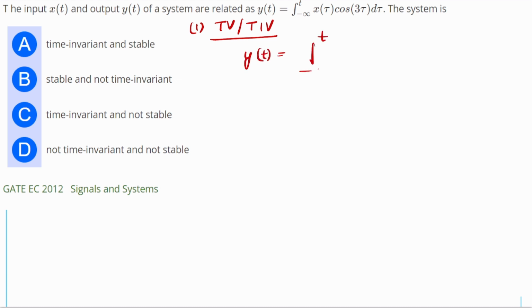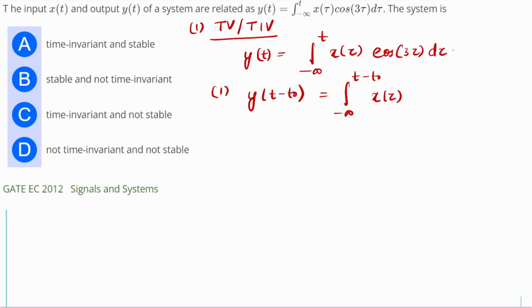y(t) equals the integral of x(tau) cos 3 tau d tau. So I will give you a very easy way in order to check whether the system is time variant or invariant. First, shift the output and write whatever equation you have. Then shift the input and write whatever equation you have. And then check whether they are the same or not. So first we have to shift the output. t minus t naught will be equal to the integral up to t minus t naught of x(tau). Now shifting the output will not change any input.